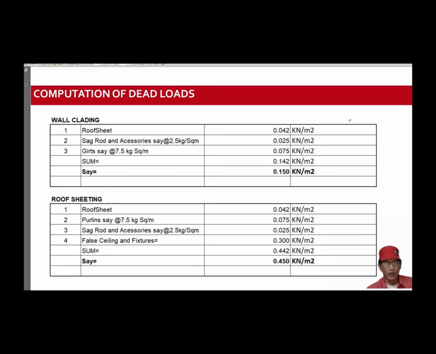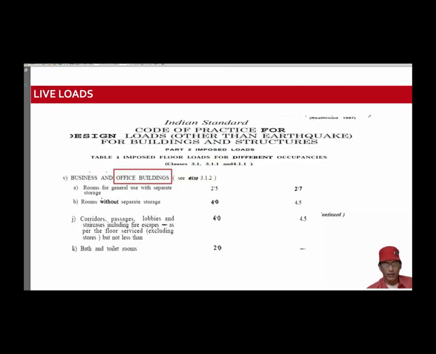Next is wall cladding load. The wall cladding load works out to be 15 kg per square meter, or 0.15 kilonewton per square meter. Then there is a roof sheeting load that also works out to be 0.45 kilonewton per square meter. Then the live loads. The live load specified in the code for office use is 4 kilonewton per square meter.